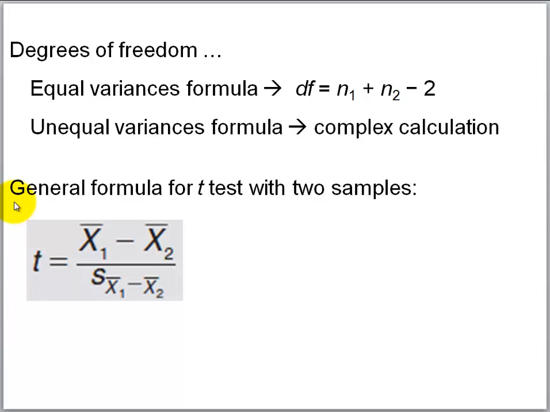Here is a general formula for t-tests with two samples, and this is the formula that we're going to use for both the independent samples t-test and the dependent samples t-test. The denominator of this formula is the estimate of the standard deviation of the sampling distribution of the difference between means. So you are going to be supplied with this estimate in all problem formulas that we do.